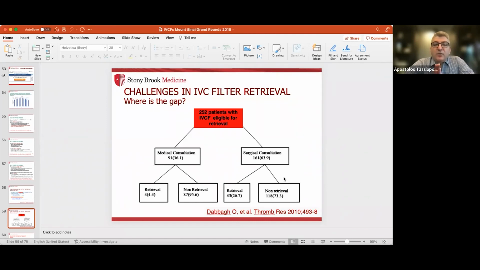What this study found is that whoever was consulted about the IVC filter after its insertion really affected the outcome of these patients. If the patient went to a medical consultant, like a hematologist, to deal with the rest of the VTE, 95% of the filters remained non-retrieved. But if the patient went to a surgical consultation, particularly a vascular surgeon, the retrieval rate was significantly higher.